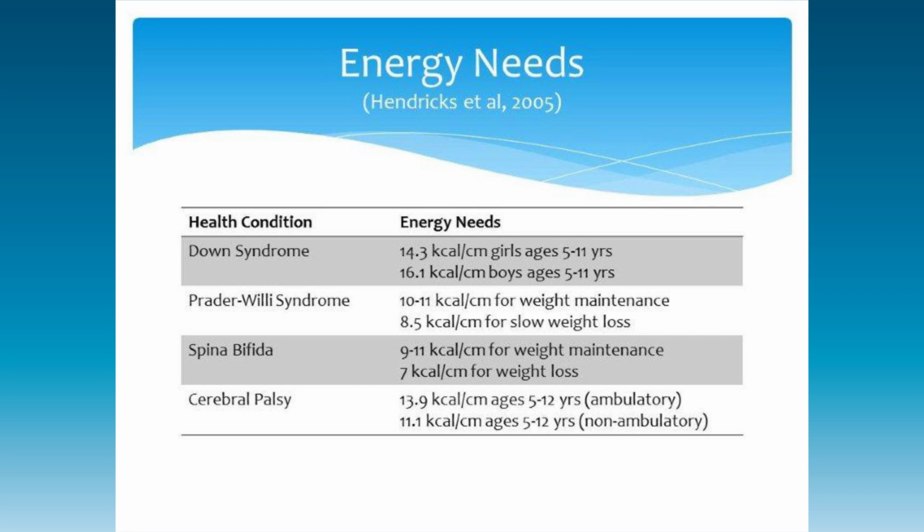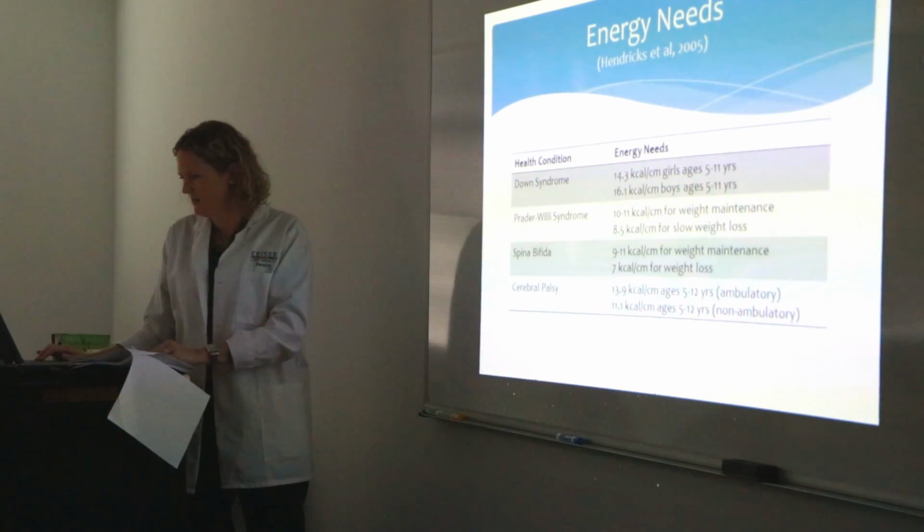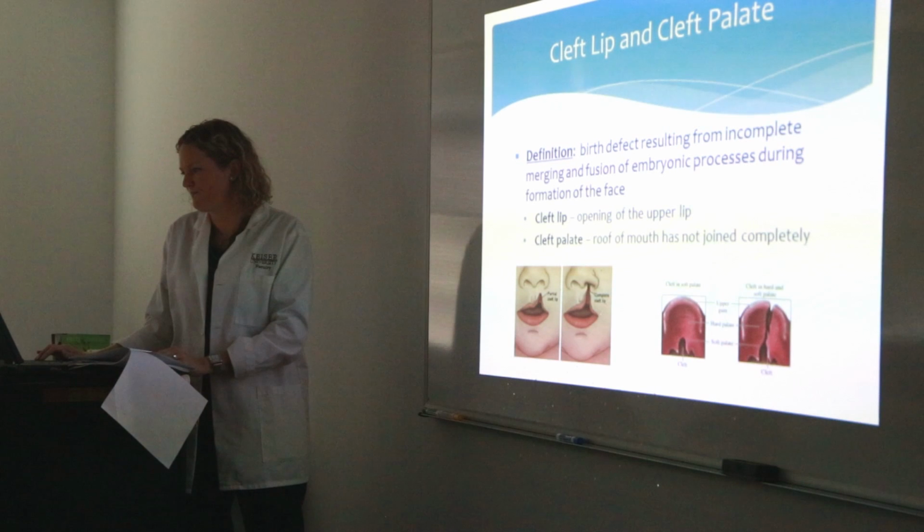Spina bifida is the lowest as far as calorie needs, so it's only 9 to 11 calories per centimeter to maintain weight, and then if they're trying to lose weight, 7 calories per centimeter. If they're trying to gain weight, I'd probably go up to 13. So that's just a guideline for those. And protein needs would be just the DRI for their age.